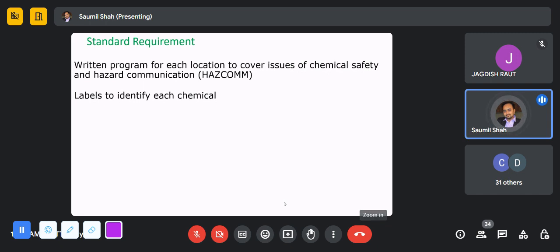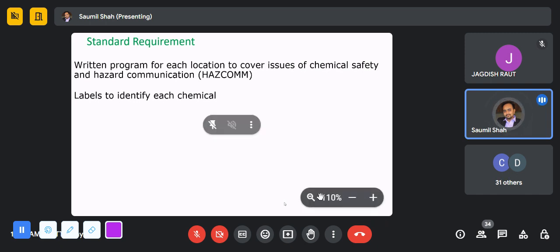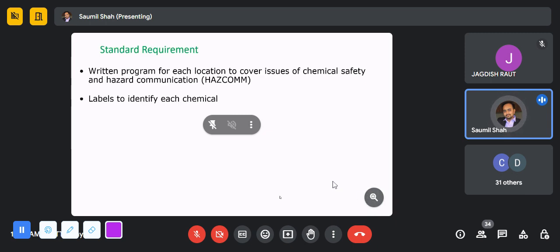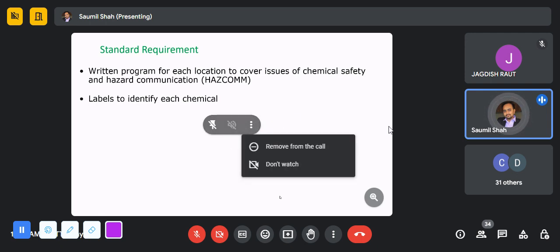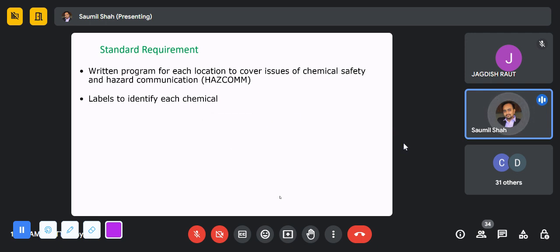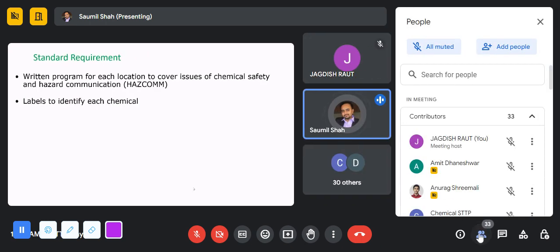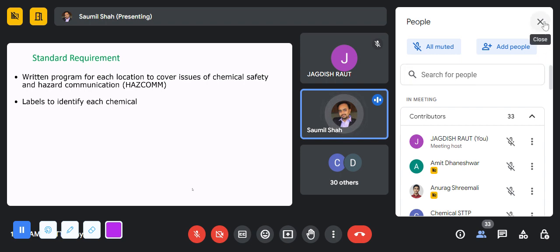Then labels. The chemical is categorized in various ways, like flammable chemicals, corrosive chemicals, toxic chemicals. I will show you some slides with the symbols which represent which category of chemical it is. So you will get an idea. You will basically get this idea wherever you visit any industry where storage of chemicals is there, where road transportation of chemicals is there.